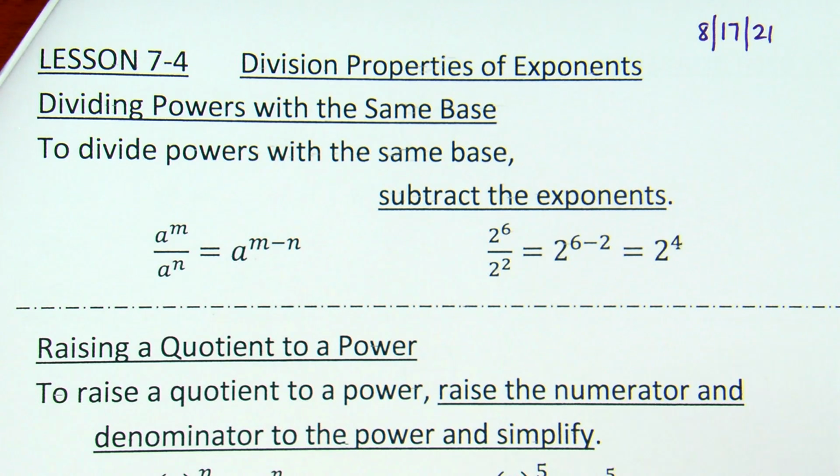Okay. Lesson 7.4. We have talked about how to multiply when there are exponents, and now we're going to talk about how we divide when there are exponents. Normally if we multiply and the bases are the same, we keep the bases and add the exponents. Translate that to division: if the bases are the same, we keep the bases the same, but we subtract the exponents. So, dividing powers with the same base: to divide powers with the same base, we subtract the exponents.